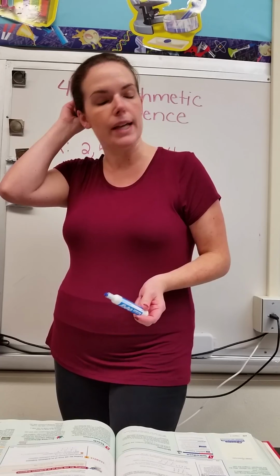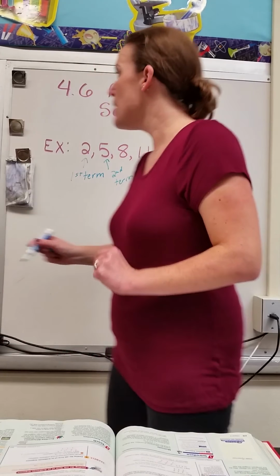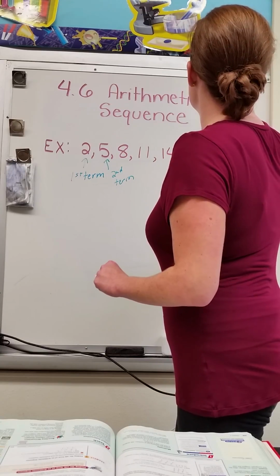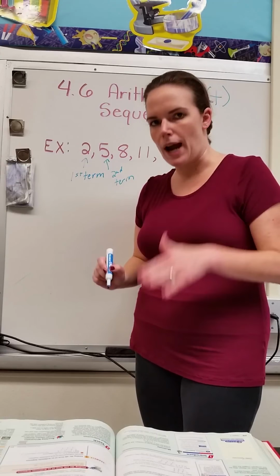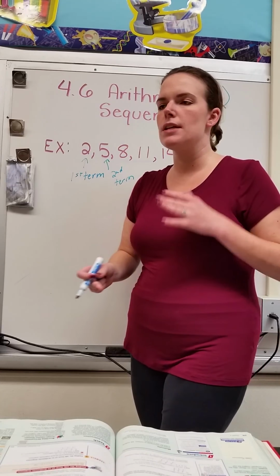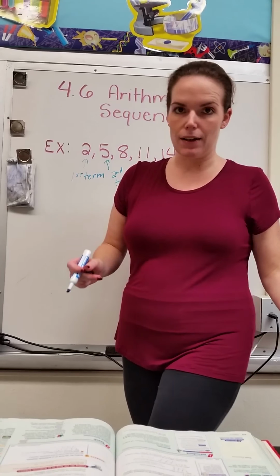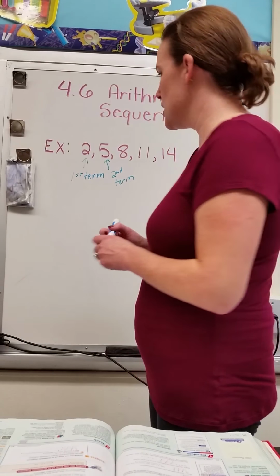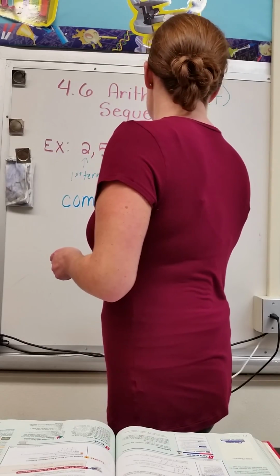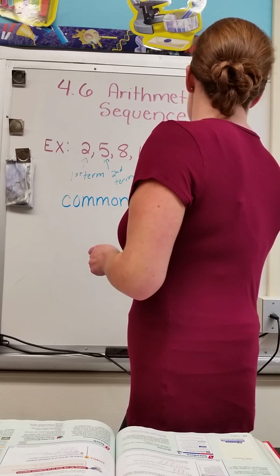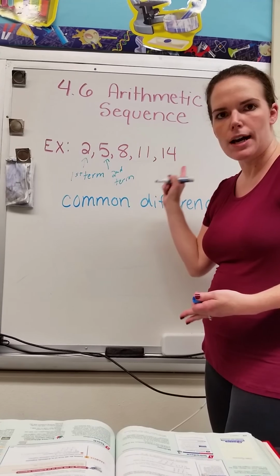An arithmetic sequence is just a very specific type of sequence, and it's where you are adding. Arithmetic means you're adding. The thing to keep in mind is adding can also be subtracting. Addition and subtraction are the exact same operation. You can think of subtraction as just adding negatives. So you're going to hear about what's called a common difference. And the common difference is just the number that is being added each time.